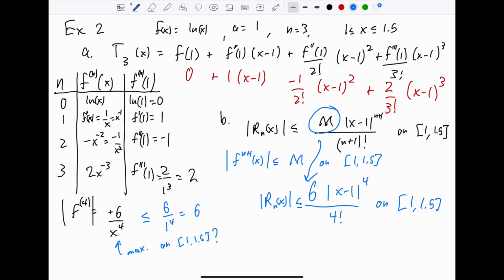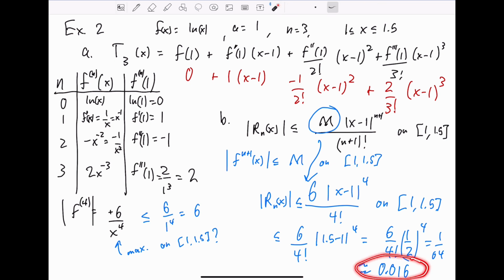Let's do that. So we keep the 6 divided by 4 factorial times the absolute value of 1.5 minus 1. Well, that's just 1/2. 1.5 minus 1 is 0.5, which is 1/2. So this equals 6 over 4 factorial times 1/2 raised to the fourth. This number equals 1 divided by 64, which is approximately equal to 0.016. Well, now that we've got this number, what does that tell us? This number tells us that at worst, the very most error that we could possibly have is 0.016.